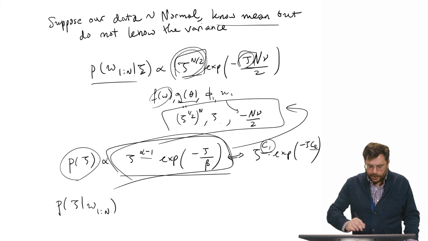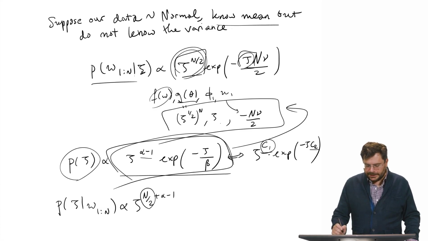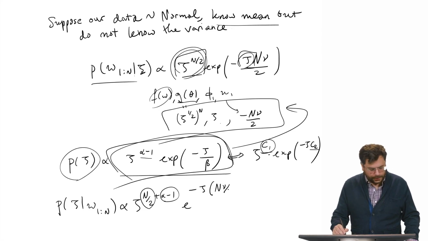So if I were to multiply the prior by the likelihood at this point, I'll obtain a tau raised to the n over 2 plus alpha minus 1. That's the count, and this is the pseudo count contribution. And then I have an e to the minus tau times (nu over 2 plus beta inverse).